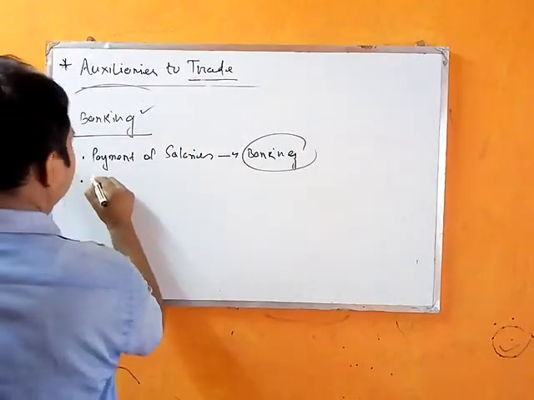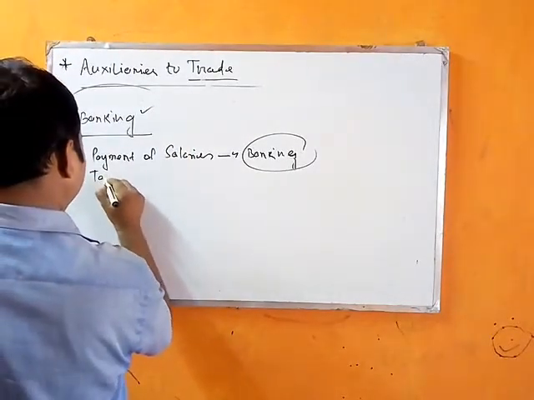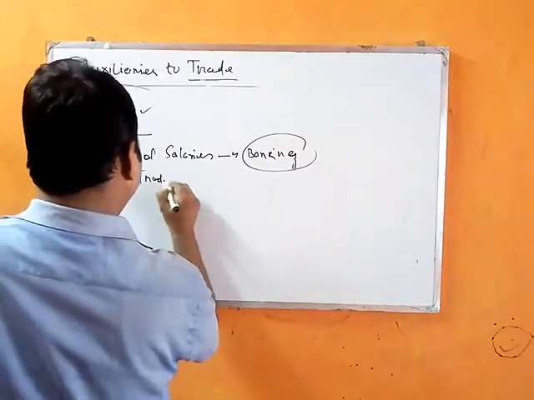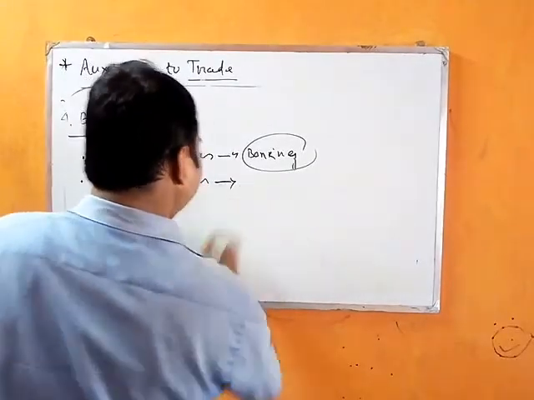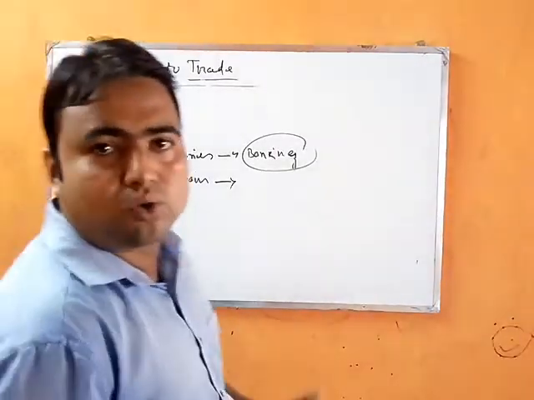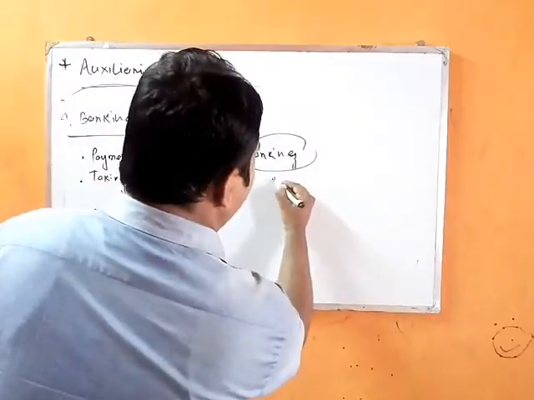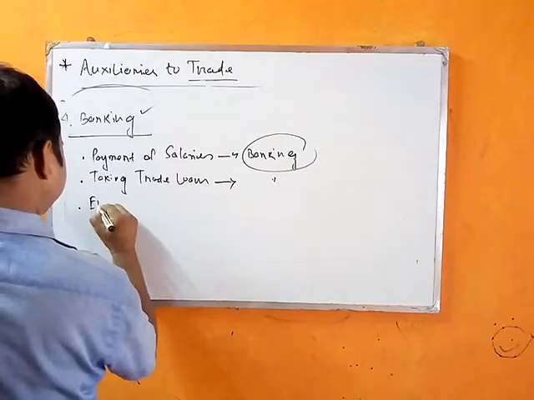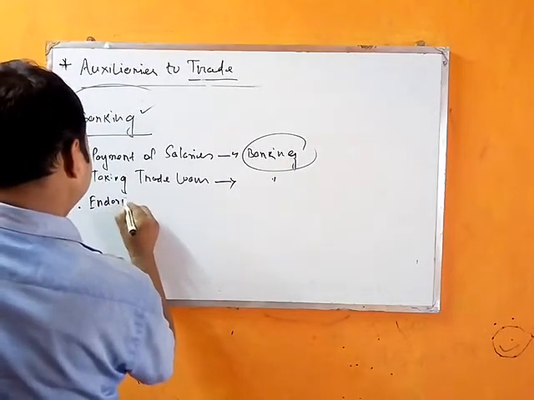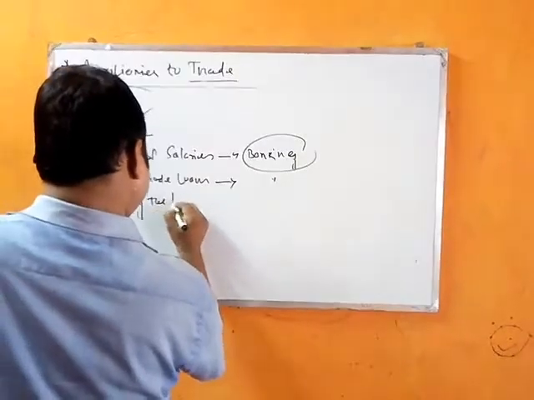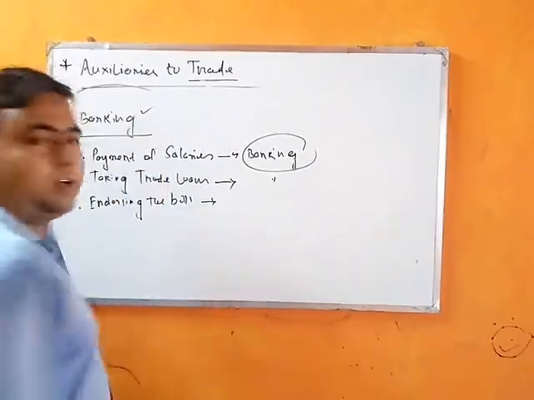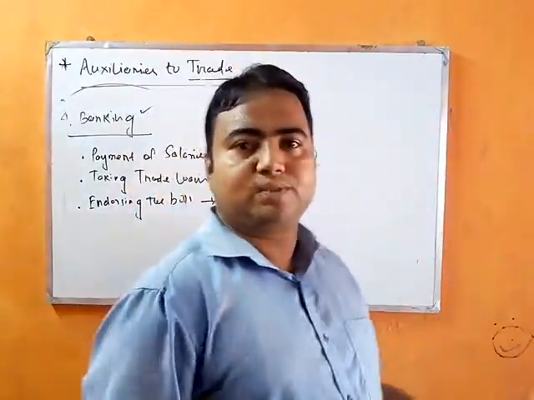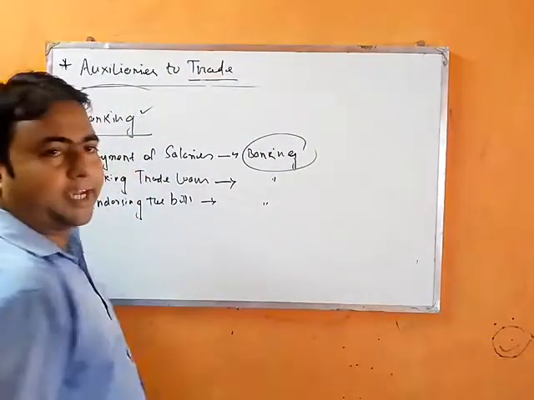Next, taking trade loans from the bank. Again, the concept of banking is highly required. Or endorsing the bills, that is the case of bills of exchange where the endorsement of the bill is involved. Again, the concept of banking is highly required.